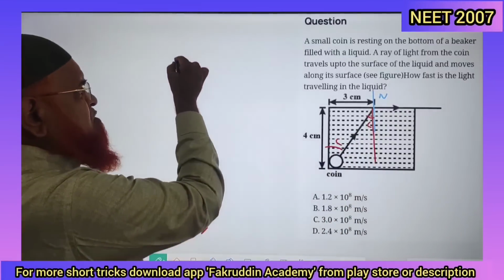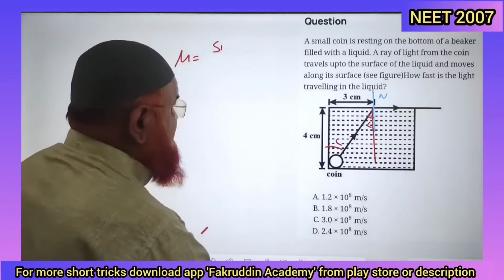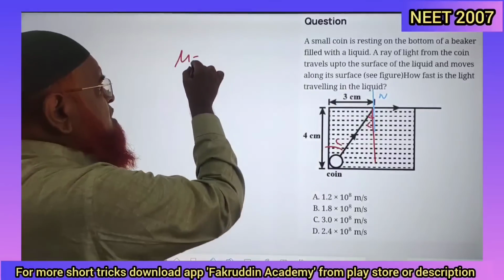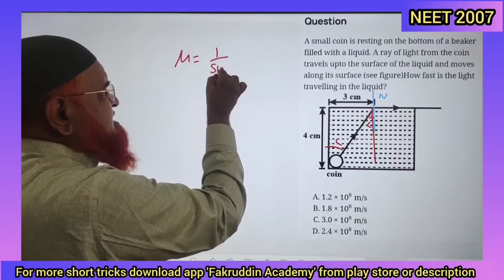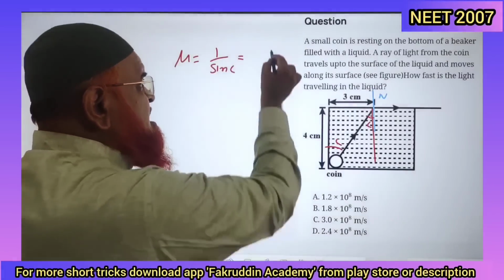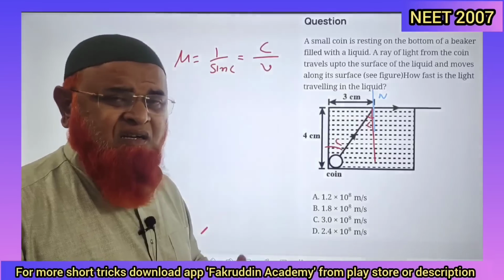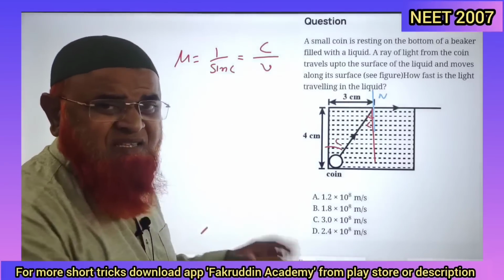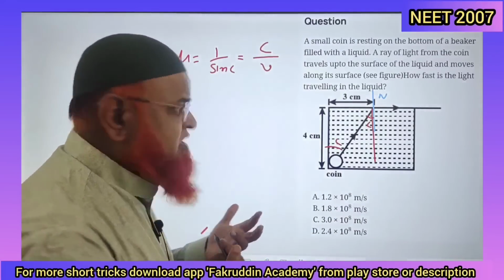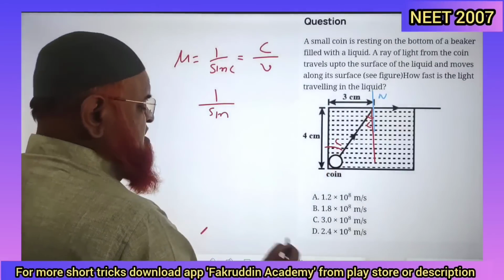You all know the formula for refractive index. If it is a case of critical angle, you write mu is equal to 1 by sin C, and you also know that refractive index formula is velocity of light in air to that of velocity of light in water. That's it. Your formula is ready. You will get the answer in a super simple way. Now you will write 1 by sin C.